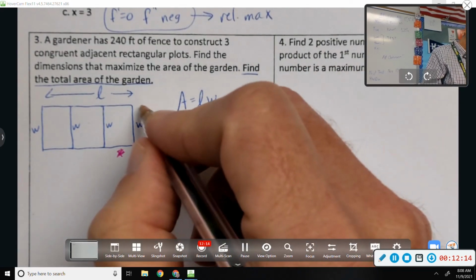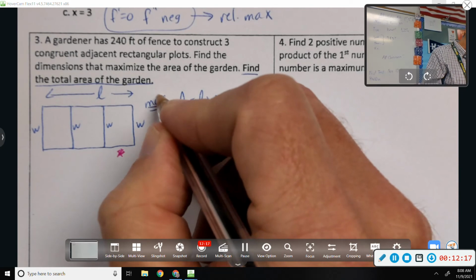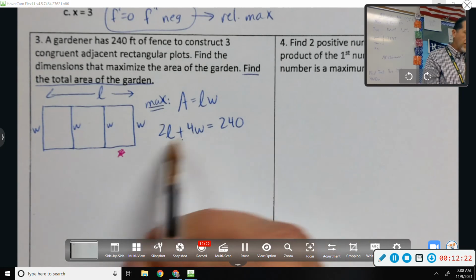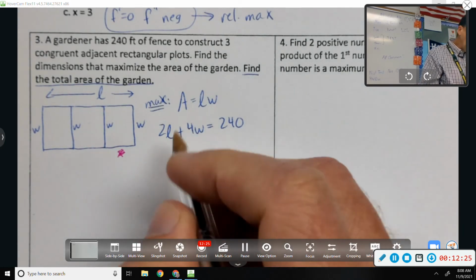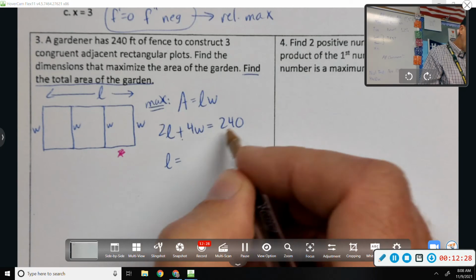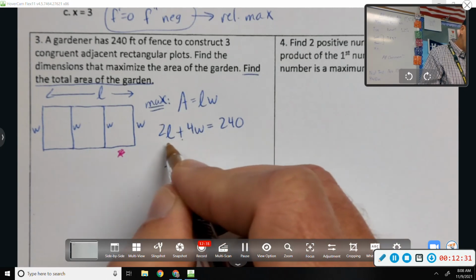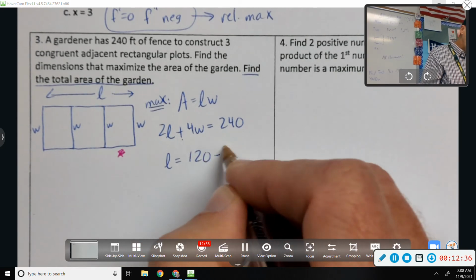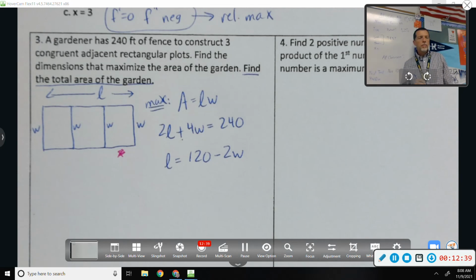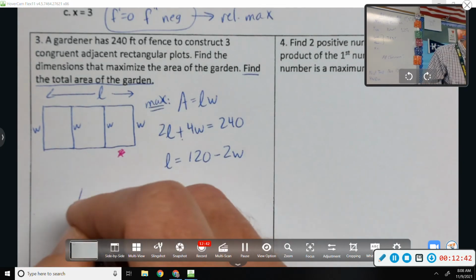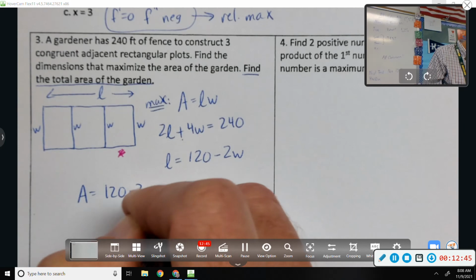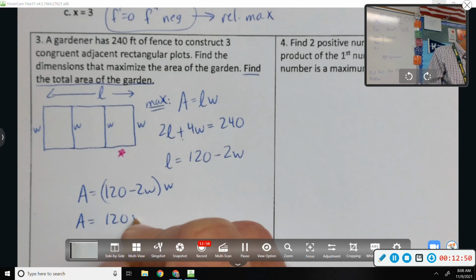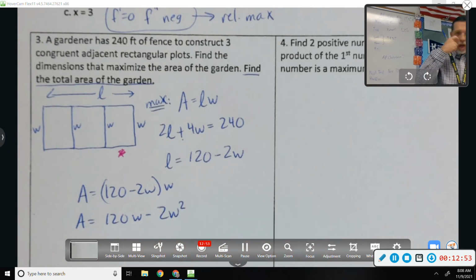So here's the one I want to maximize, so that's the one I want to take the derivative of. I don't want to do it yet because I've got an L and a W, but I've got a helper equation here. I'm going to solve for L, but you could solve for W. Let's see if I can do this in my head without messing it up. 120 minus 2W would be L. So area is 120 minus 2W times W, which is 120W minus 2W squared.